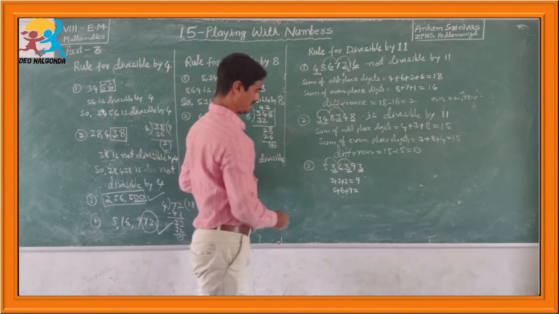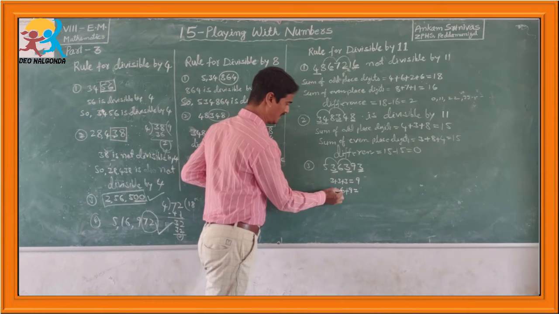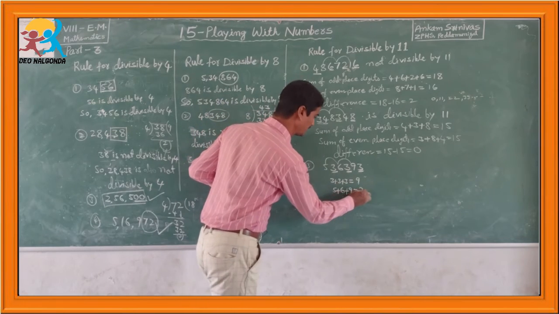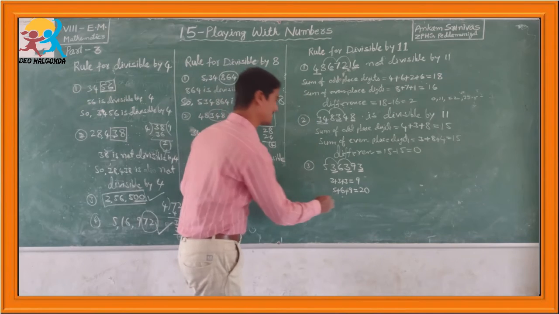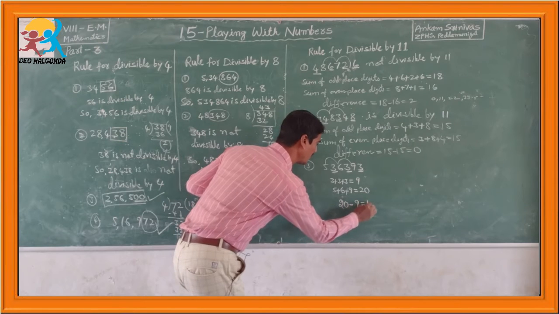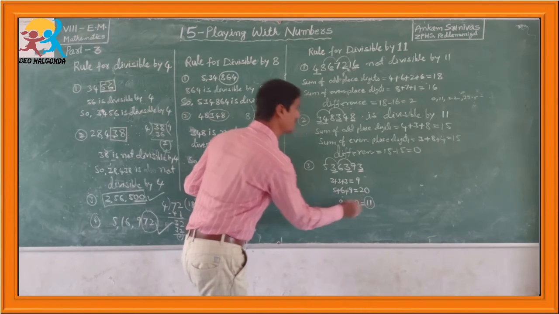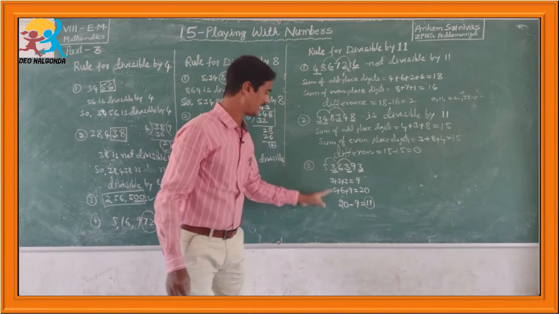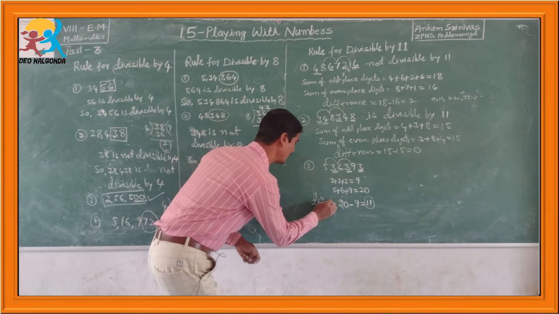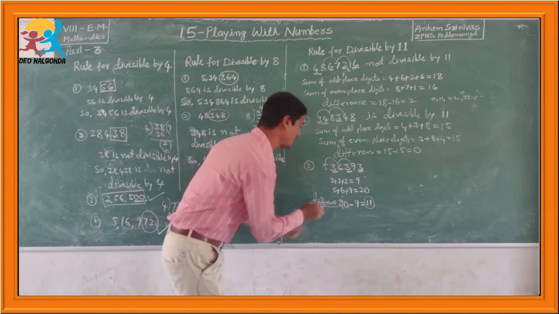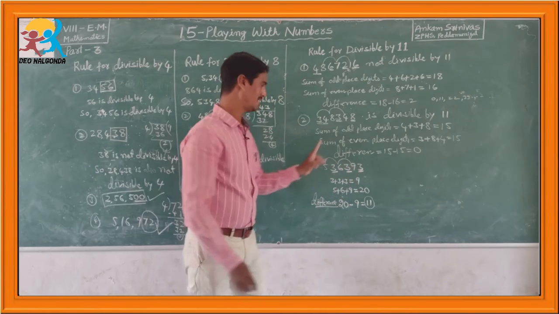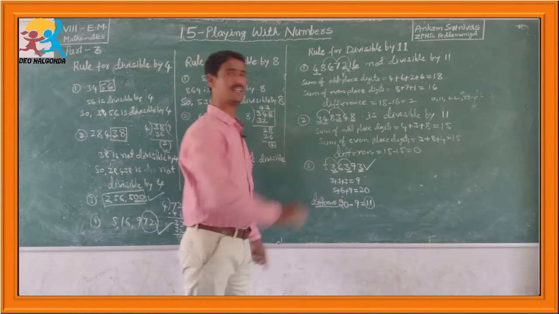How much is it here? 5 plus 6 is 11, 11 plus 9 is 20. Yes or no? Difference means 20 minus 9 equals 11. So 11 is divisible by 11. I have taken the difference directly. Here the difference is 11, so the given number is divisible by 11.